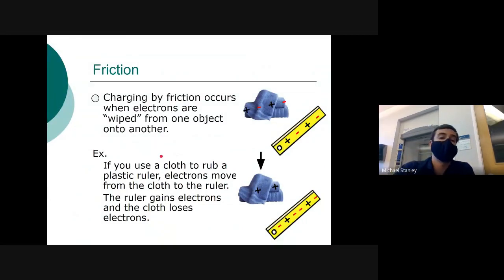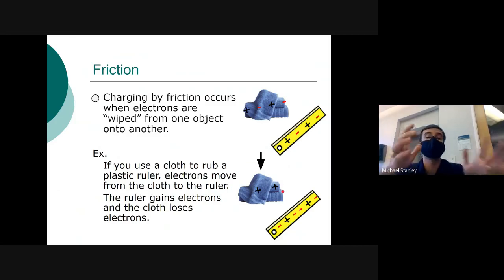So charging by friction is one way that you can make previously neutral materials become charged. And it's literally just by wiping 2 materials together, which, depending on the material, causes some electrons to be wiped from one object onto another. It's like if you use a cloth to clean off a ruler, then sometimes, depending on what type of cloth and what type of ruler you've got, electrons move from the cloth to the ruler. So we rub down our ruler, and before we had balanced protons and electrons on both materials, but now the ruler has gained a whole bunch of the electrons that it's taken from our washcloth right here.